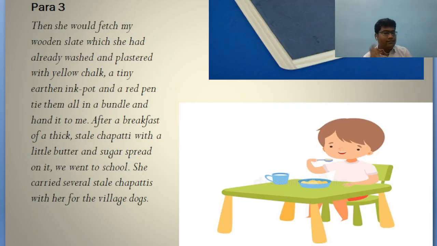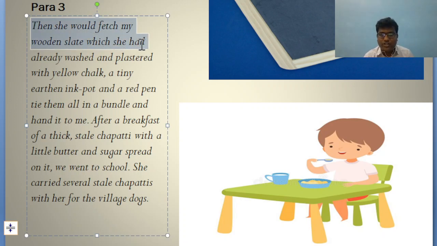In the same paragraph, in the continuation, we get that. Then she would fetch my wooden slate, which she had already washed and plastered with yellow chalk, a tiny earthen ink pot, and a red pen, and tie them all in a bundle and hand it to me. So this is the preparation: dressing, bathing, getting ready for breakfast, all are preparatory processes.